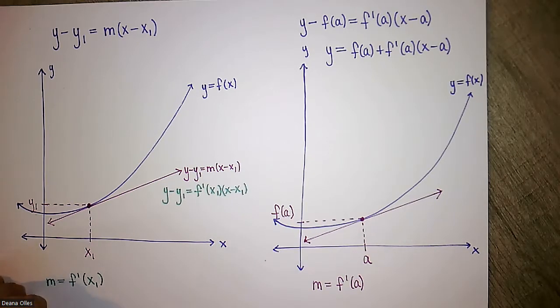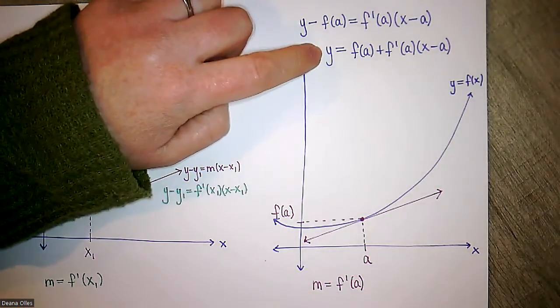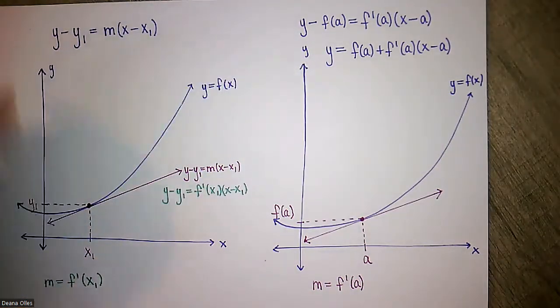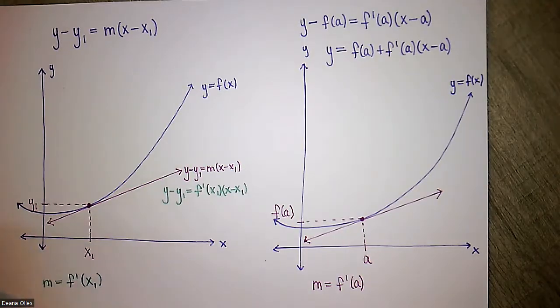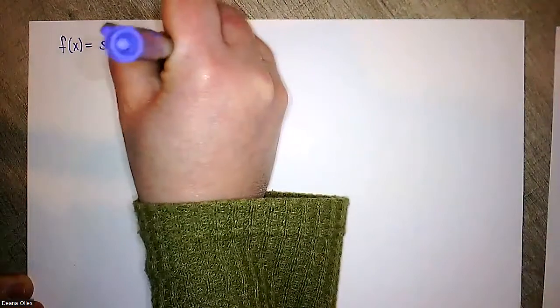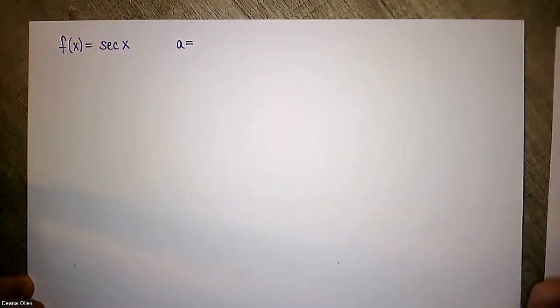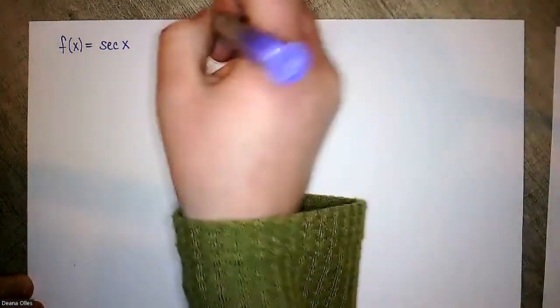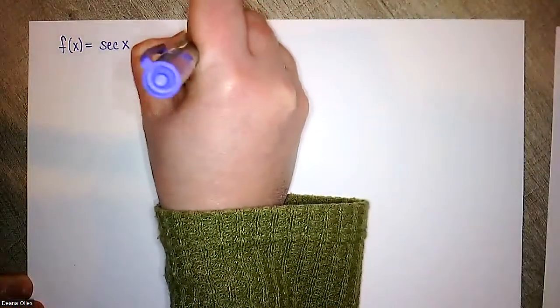Okay. So what we're going to do next is find the equation of a tangent line to the graph of a function, but we're going to use this format instead of what we've been using for the rest of the semester. Okay, so I thought it would be a good idea to do a little bit of trig review. So the function I want to use is secant of x, and I would like to find the linearization of secant of x at a equals pi over 3.